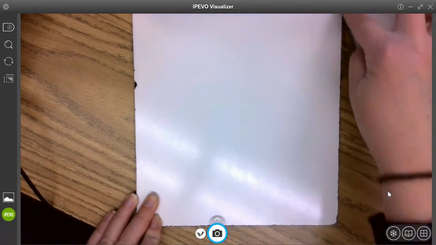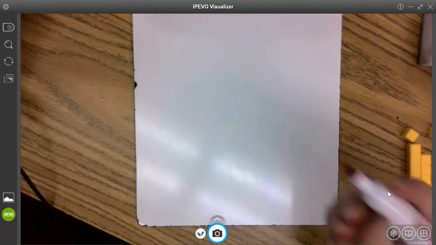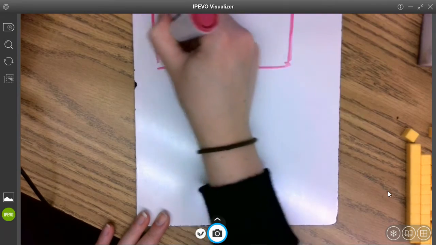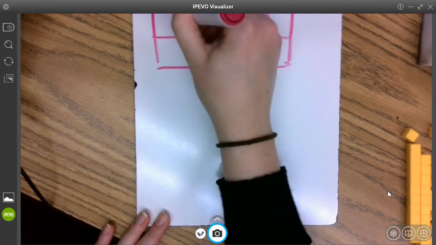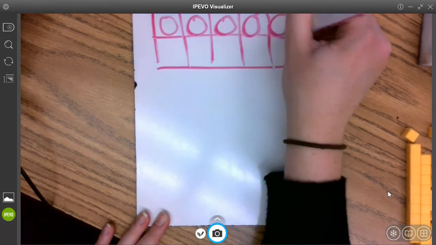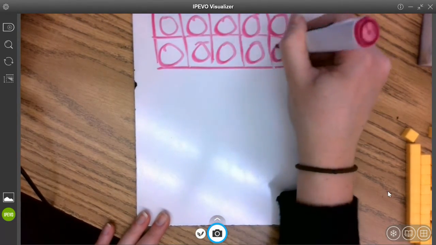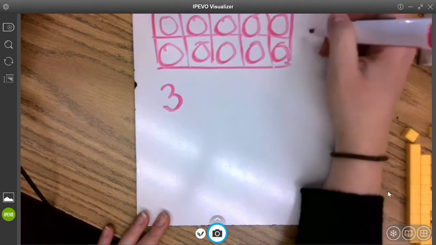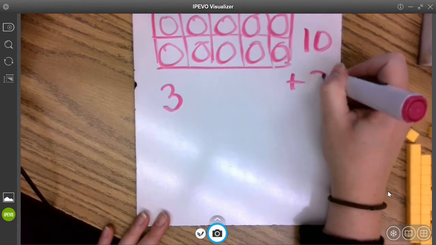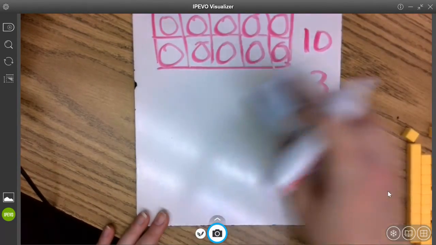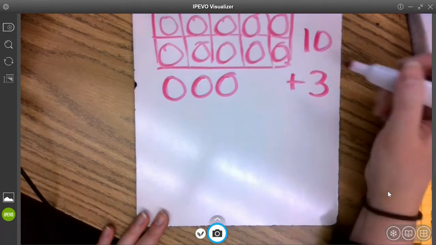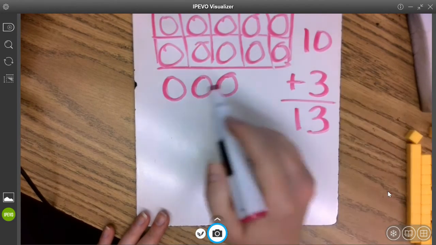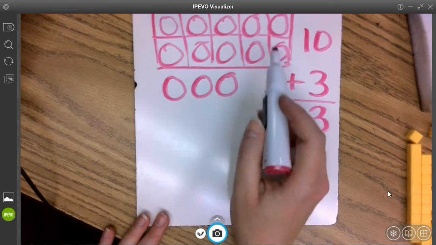We could think about this with some of the numbers we've used earlier in the year. If I see a 10 frame and it's been filled up and I have 3 more on the outside, I know I have a group of 10 and 3 more. Oops, should have drawn that 3, not written it. Okay, a group of 10 and 3 more. That's 13.